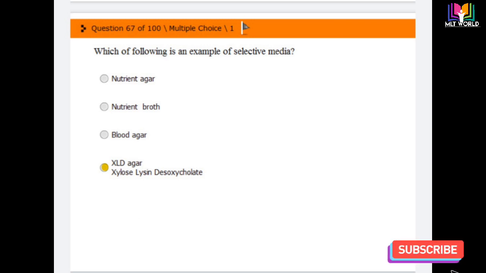Question number 67. Which of the following is an example of selective media? Options are nutrient agar, nutrient broth, blood agar, XLD agar. XLD means xylose lysine deoxycholate. And the last option is the correct answer, XLD agar. XLD agar is an example of selective media.